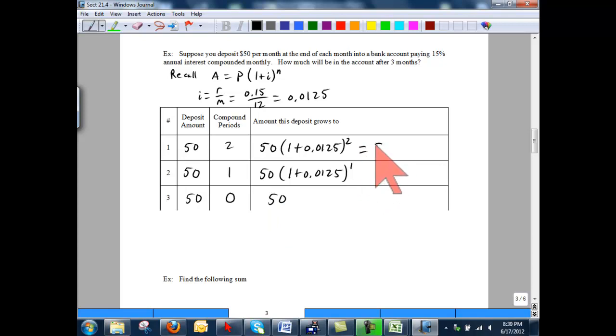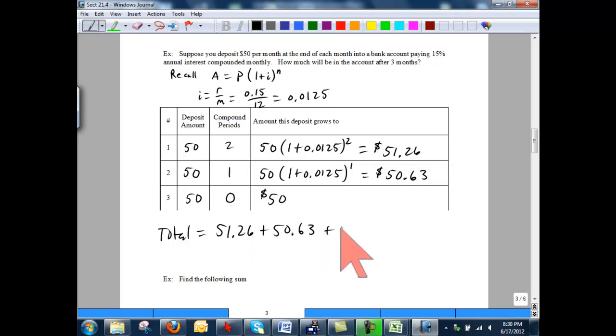Alright, so this grows, if you work it out, to $51.26, this to $50.63, and this to $50, and so the total is the sum of these three, which works out to be $151.89.